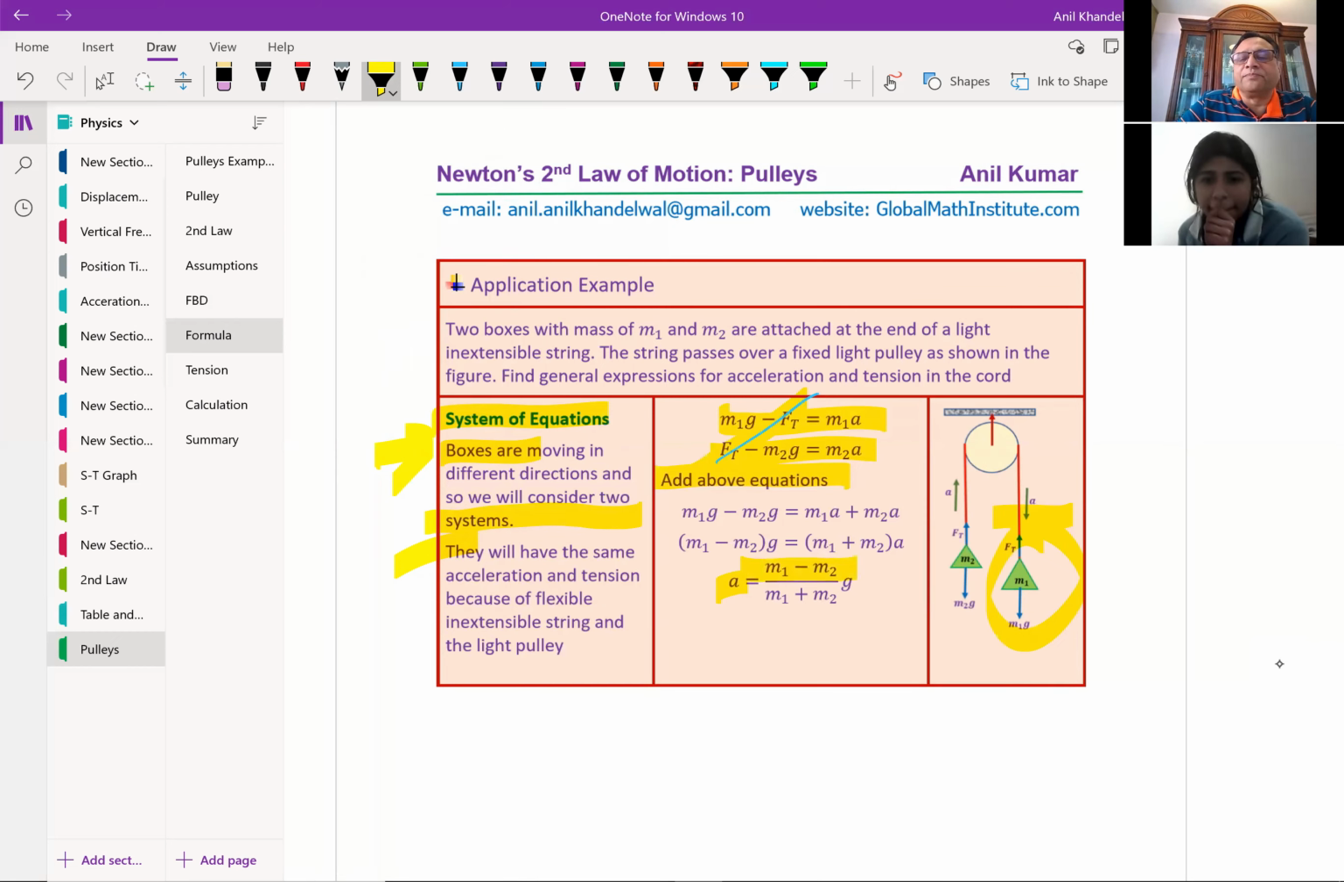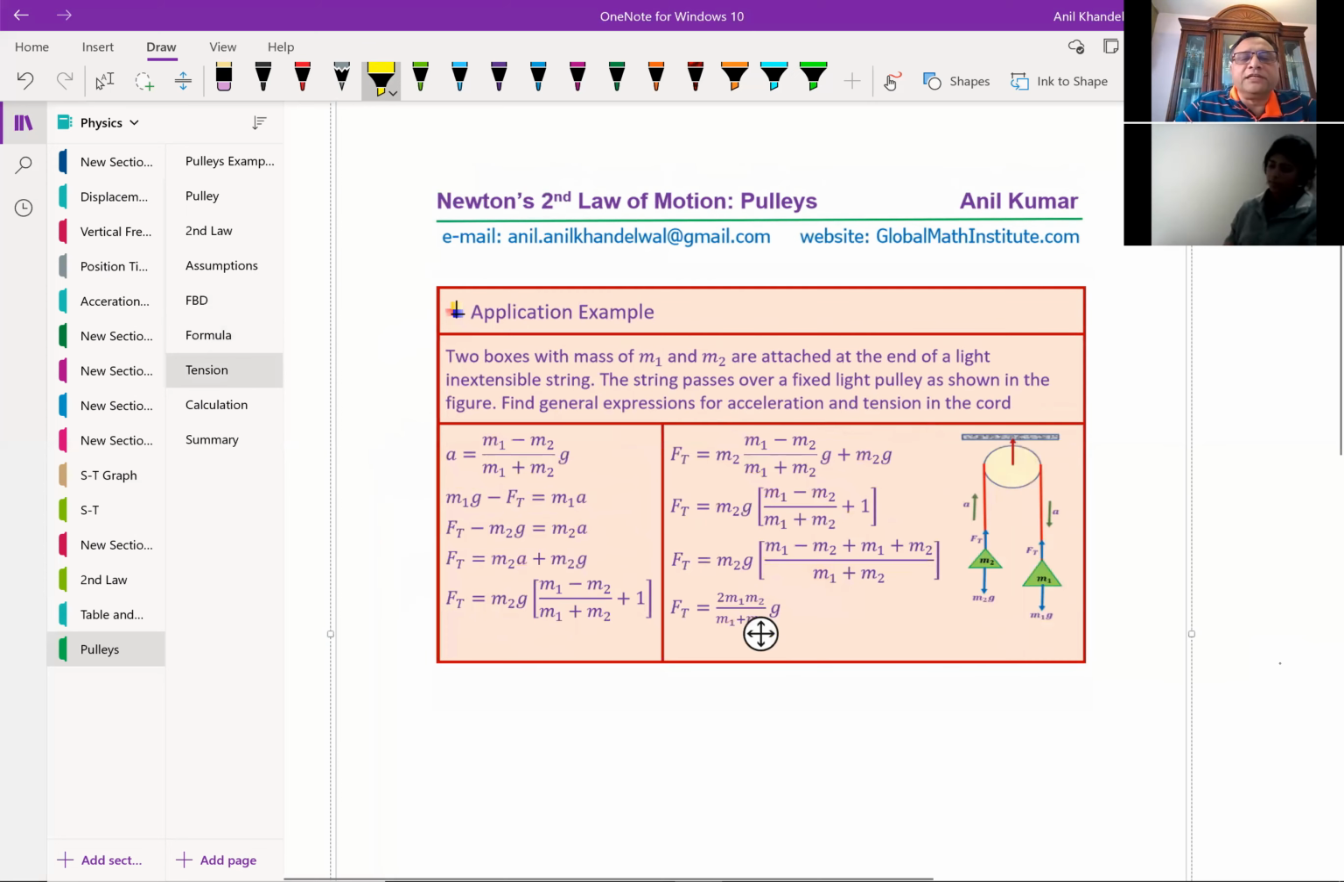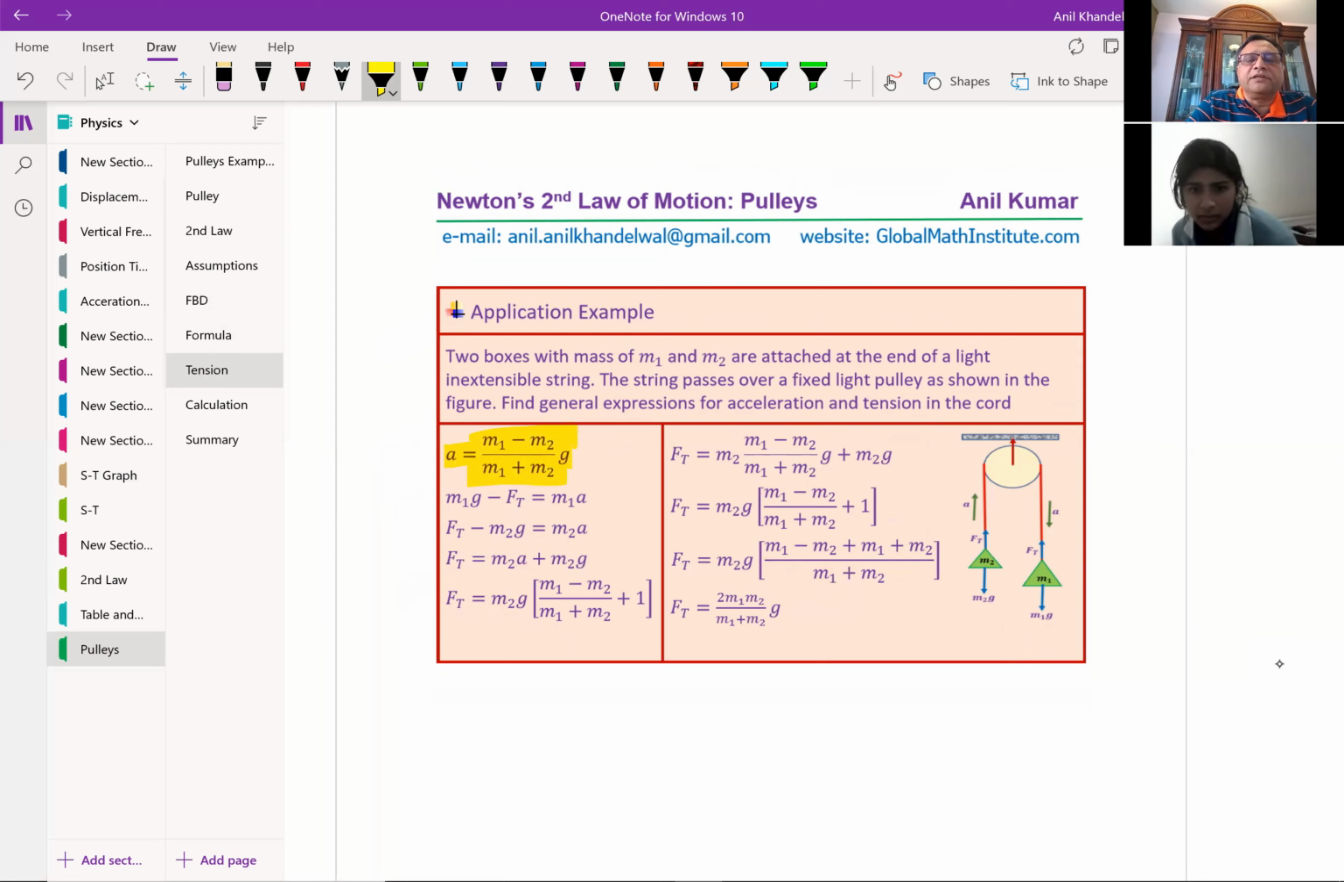Is that clear to you? So in this case, we have the difference of the masses on the top divided by the sum, times the gravity. Is that clear? Now, we can substitute the value of a and find the tension. Let's go to the next page and see our calculations. So we just calculated that the acceleration is the difference of masses divided by the sum of masses times the gravitational acceleration. We also had these two equations with us, correct?